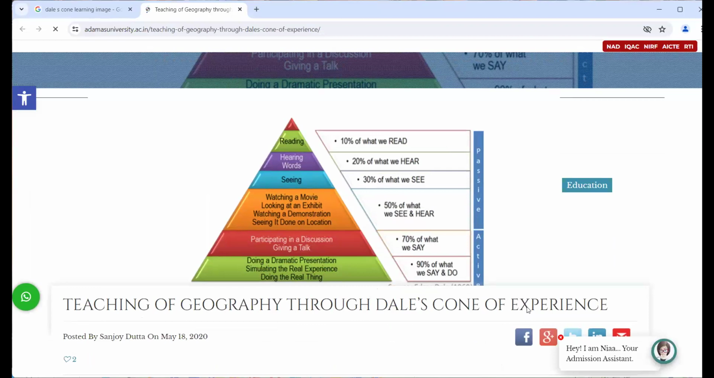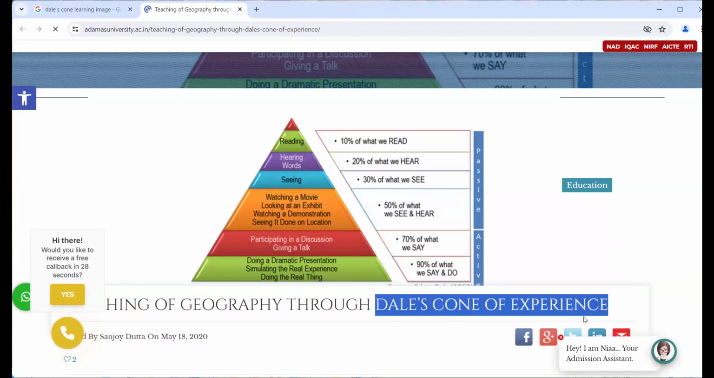Yes, ma'am. So here, this is Edgar Dale, D-A-L-E. Now you can see Dale's cone of experience or learning or remembering. Edgar Dale actually proposes this. Edgar Dale says, if you get your students to read only, they will learn only 10% of what they read.